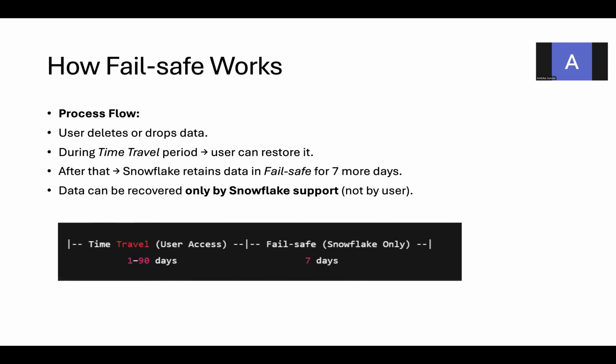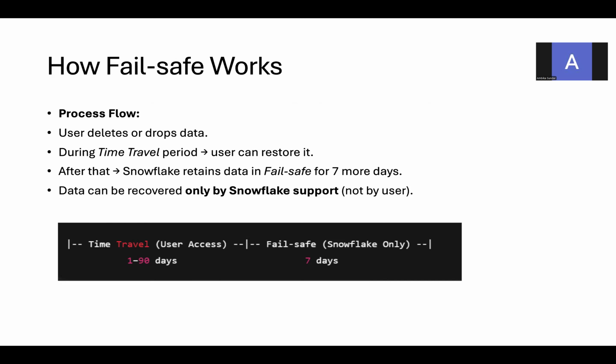How does fail-safe work? The process flow. The user deletes or drops the data. For example, one of my team members unintentionally dropped or deleted the data. During the time travel period, as a user, I should be able to query that data. If my edition is standard edition, I will be in a position to recover this data within a 1-day period. If I use the enterprise edition, I have a 90-day recovery period to take back this data. Maybe my data is recovered within 1 or 2 days. So using this time travel period, I recover the data. As a user, I can query it.